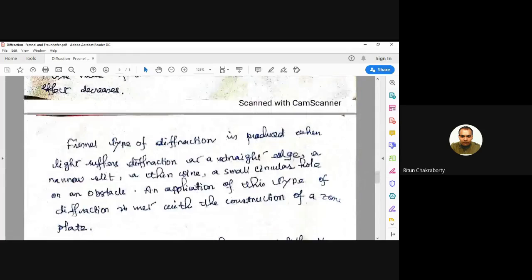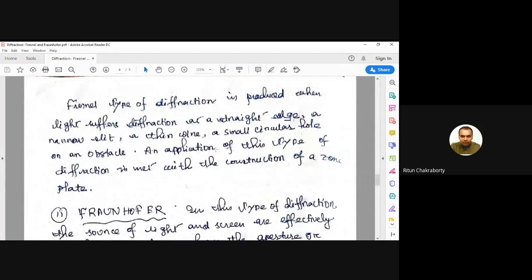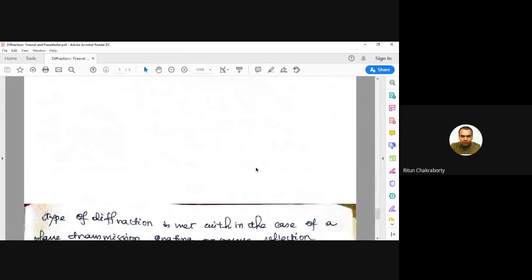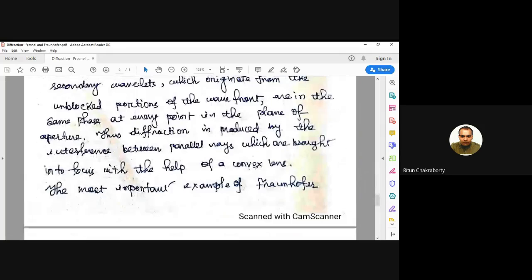Let me read the last paragraph, then I'll go to the figure. Fresnel type of diffraction is produced when light suffers diffraction at a straight edge, a narrow slit, a thin wire, or a circular hole or obstacle. An application of this type of diffraction is made in the construction of zone plates. Zone plates are themselves a different concept.